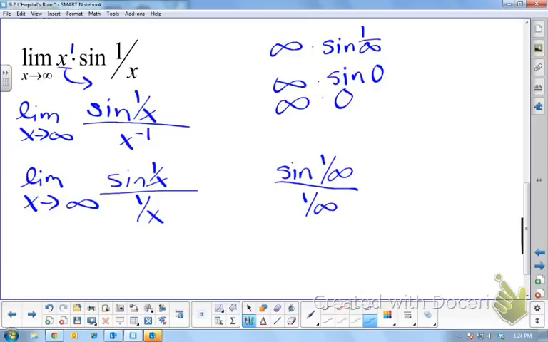So what do we say about 1 over infinity? 0. So we have sine 0 over 0. Sine 0 is 0.